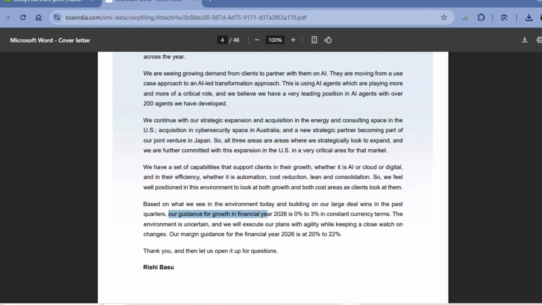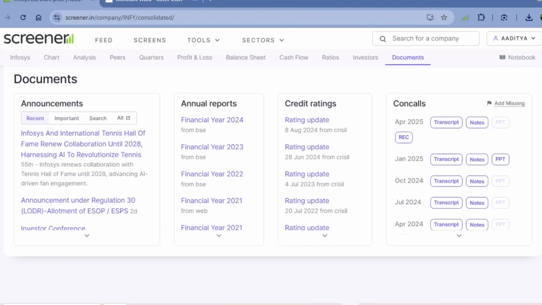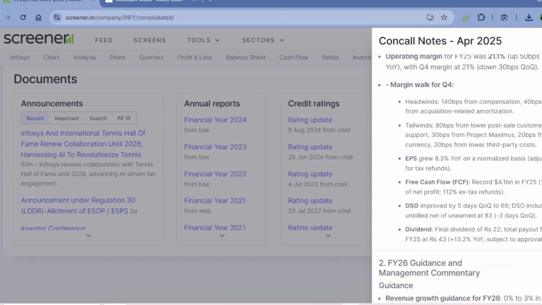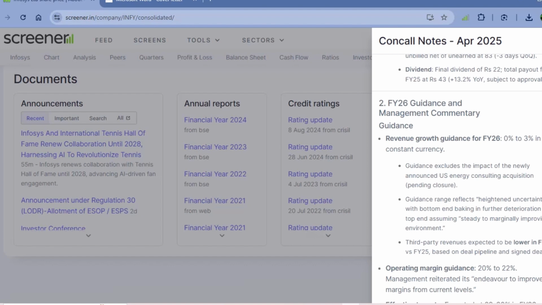Our guidance for growth in FY26 is 0 to 3% and the margin of 20 to 22%. Okay, so you will get this data from here. You can also get this data from notes. They are not always refined, but see.